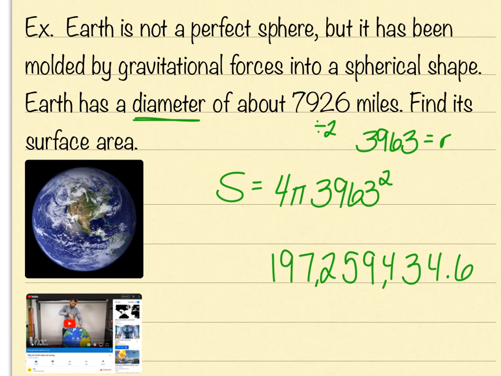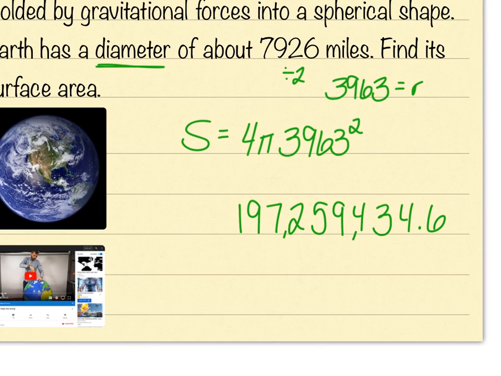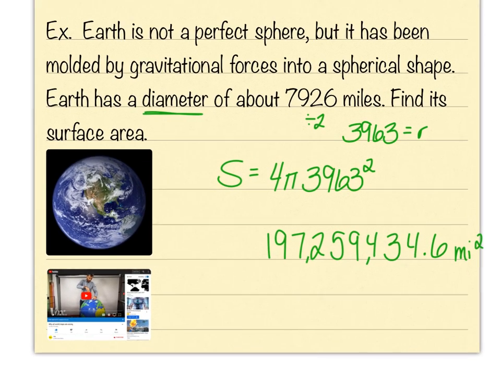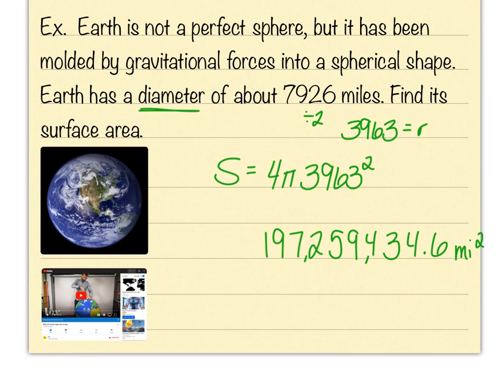And that means the surface area of the Earth is 197,259,434.6, and that would be square miles. Square miles. That's a lot of surface area. Again, not all of it is inhabitable.